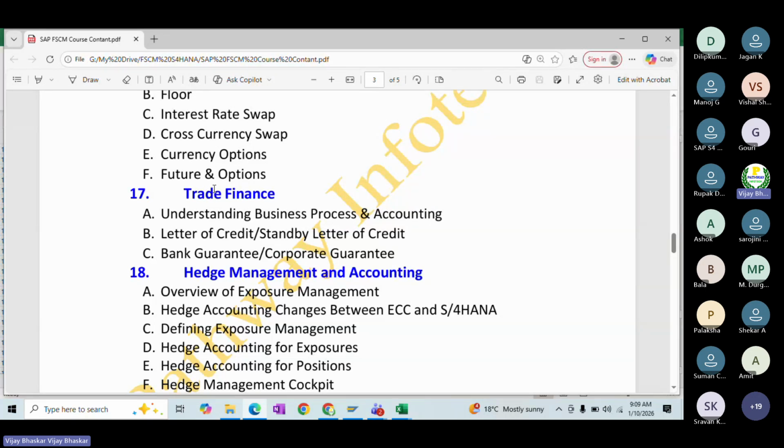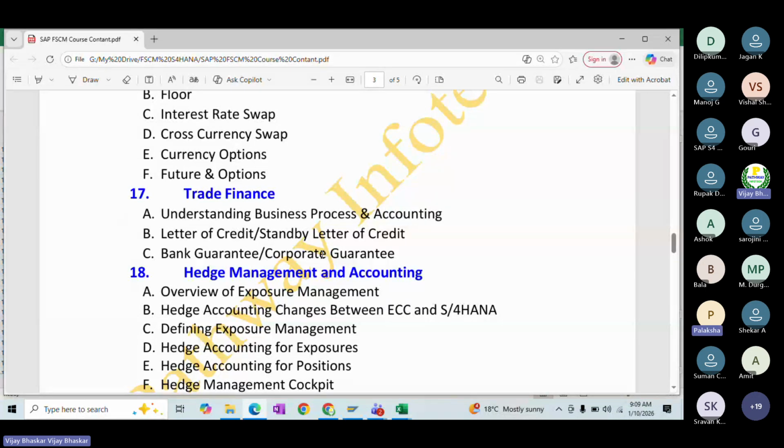It is going to integrate with your sales and distribution and materials management. So this also we can see, which includes the purchase process and sales process. We can see along with the instruments, letter of credit and bank guarantee, how it will be integrated.